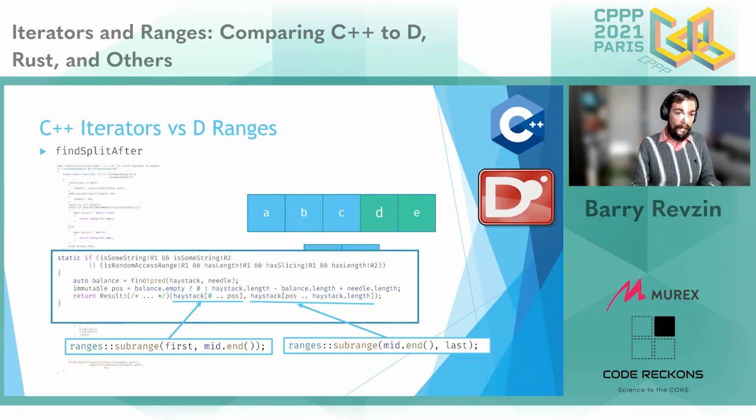However, if we don't have random access ranges, we can't do this indexing-based solution, and we have to write this very long thing that also uses take exactly in a few different places in order to get this to work. So there's a trade-off here.